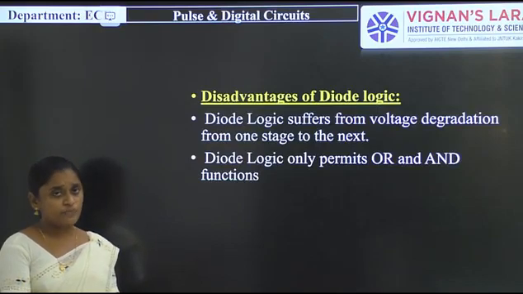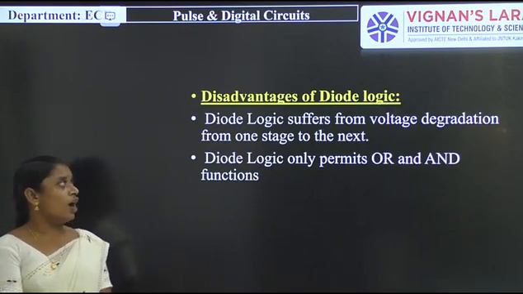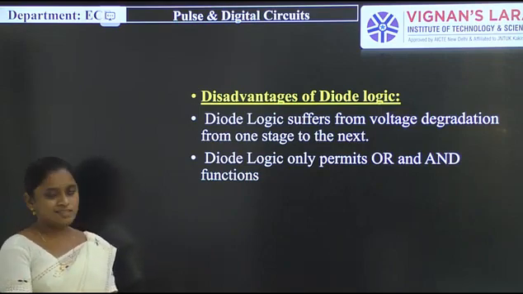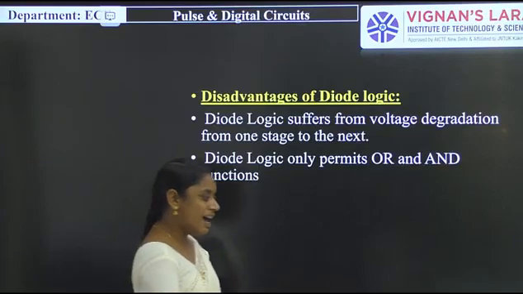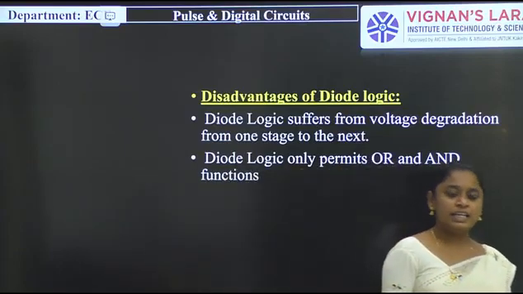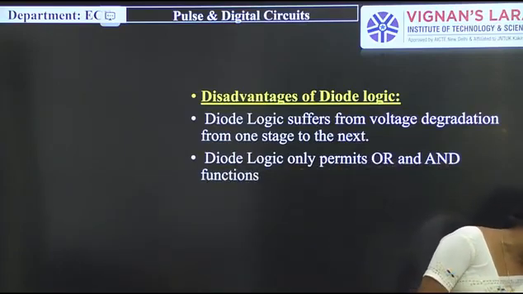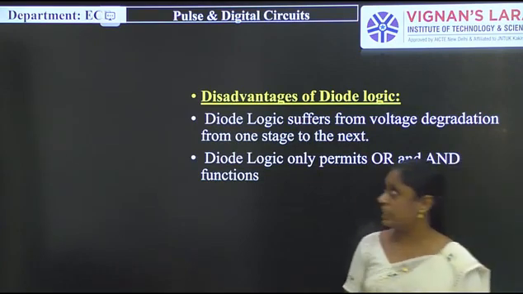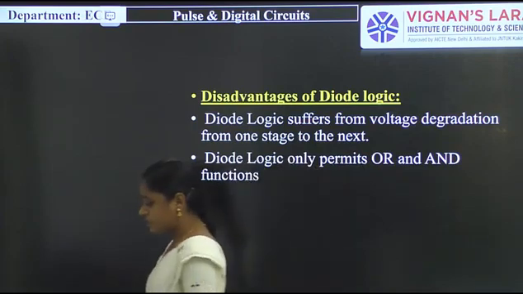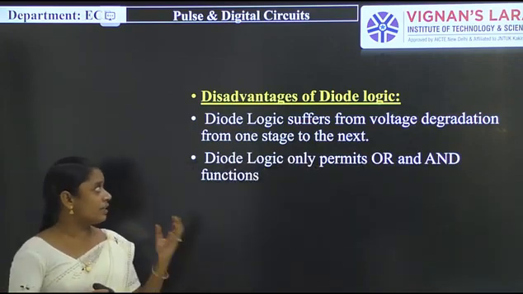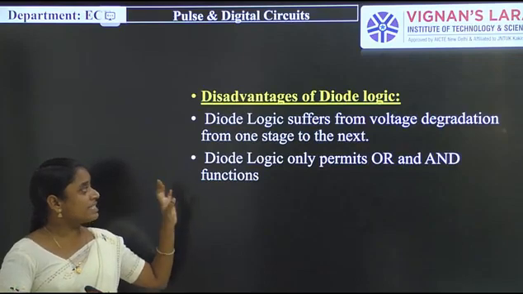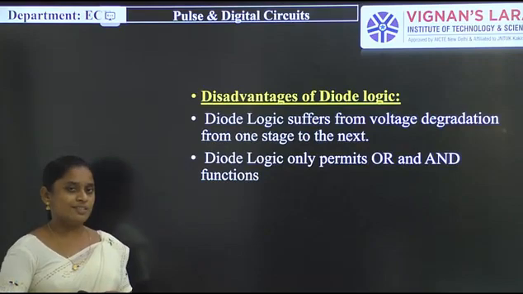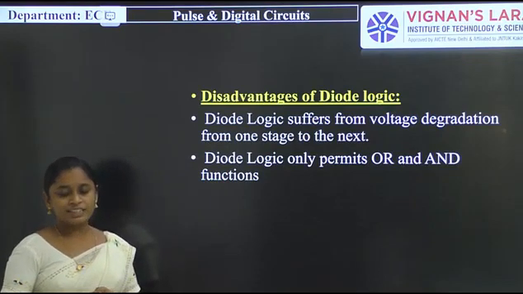What is the disadvantage of this particular logic? Diode logic suffers from voltage degradation from one stage to another stage. There is a chance that the output is in between 1.5 volts to 3.5 volts. That is a major drawback of this diode logic. So when we apply diode logic, it suffers voltage degradation from one stage to another stage. So that is about the diode logic.